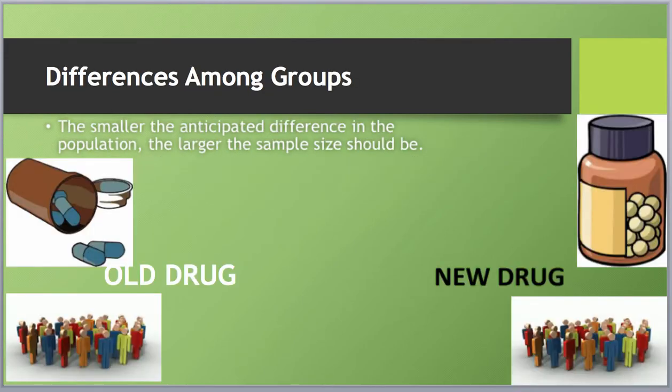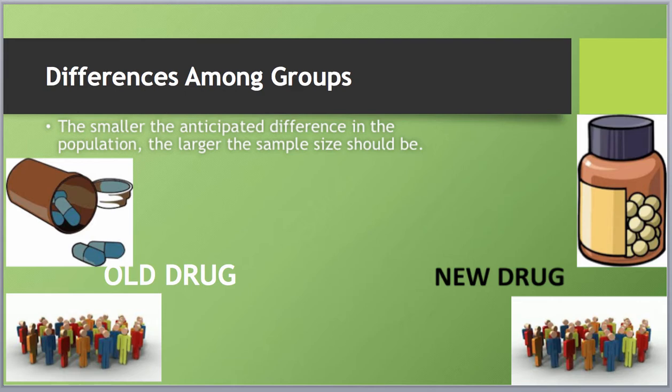Okay, well, let's look at differences among groups. The smaller the anticipated difference in the population, the larger the sample size should be. So if you don't expect there to be much difference in the population, you really need to make sure you have a large sample. An example would be researchers have developed a new drug for headaches. In the prescription, researchers say that the new drug will be only slightly more effective than the old.